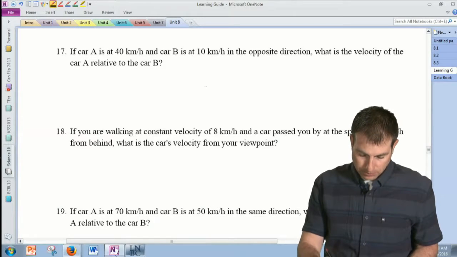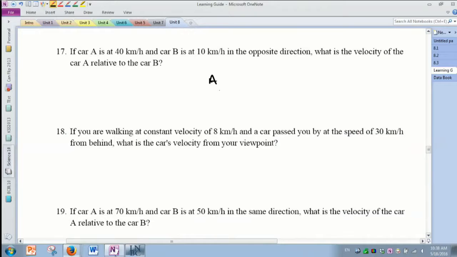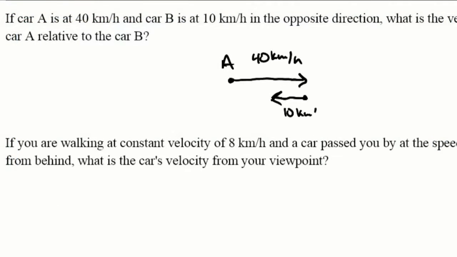So here's car A, and car A is traveling 40 kilometers per hour. So there's my vector for car A. Car B is at 10 kilometers per hour in the opposite direction. So there is 10 kilometers per hour in the opposite direction. What is the velocity of car A relative to car B?